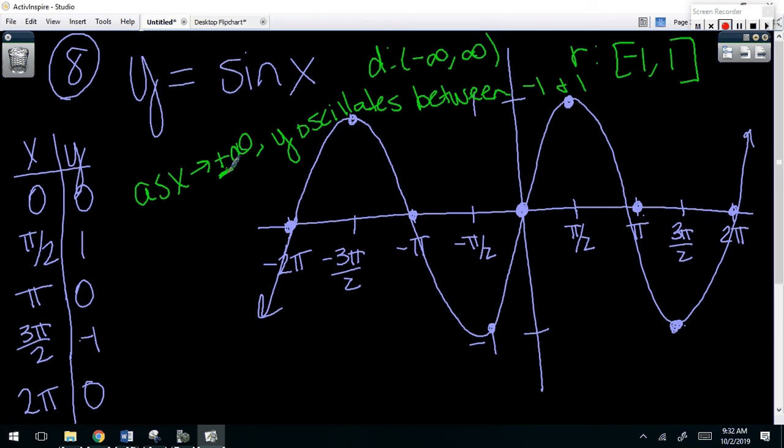Is it symmetric? I hear yes and I hear no. I don't really know. I would say yes. Is it symmetric about the y-axis? If you put a mirror there, would it look exactly the same on either side? No. If you flipped it upside down, would it look the same?